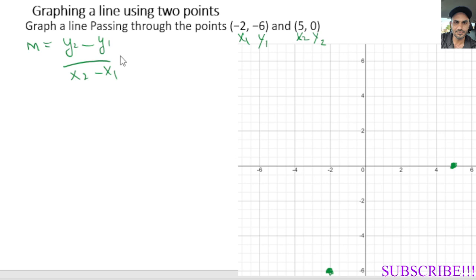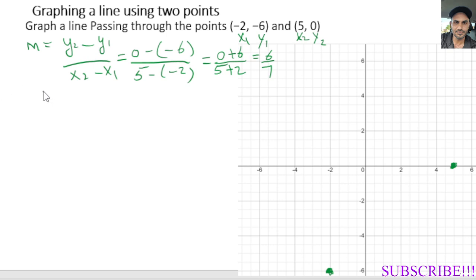Now we go ahead and make a substitution here. For y2, we know it's 0, minus, for y1 it's -6. For x2, we know it's 5, minus -2. And we go ahead and simplify this. So we have 0, negative times negative becomes positive when you multiply, so this becomes +6. And in the denominator we have 5, and negative times negative becomes positive as well, 2. So it becomes 6/7. So now the slope is 6/7.